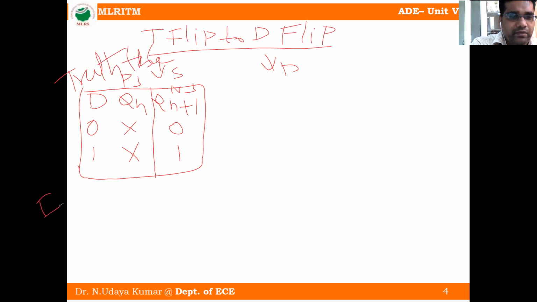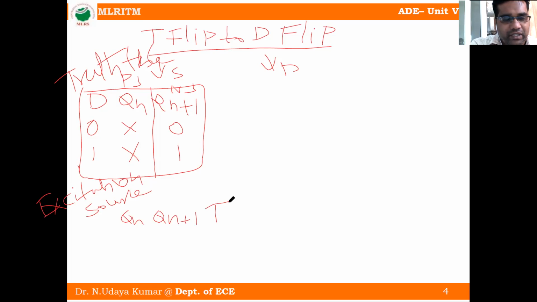Next, the excitation table for the source flip-flop. Here the source flip-flop means T flip-flop. So we first write Qn, Qn plus 1, and T. That means 0, 0, 0, 1, 1, 0, 1, 1. Now, if 0, 0 is given, what is the excitation here? Here 0, 1, 1 and 0. This is the excitation table.